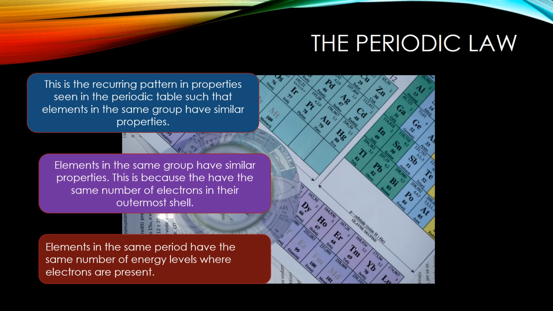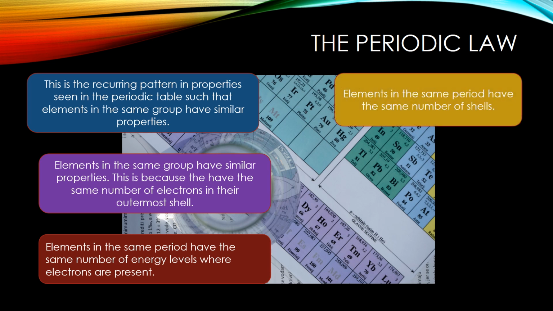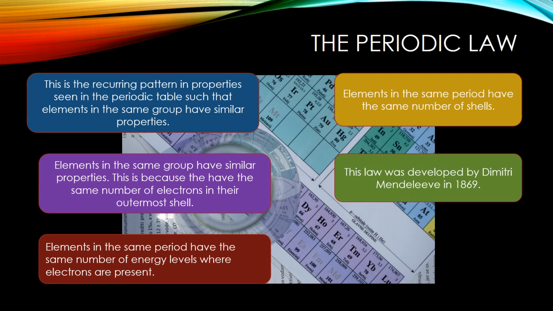Elements in the same period have the same number of energy levels occupied by electrons. This means that we can say that members of the same period have the same number of electronic shells. This law was developed by Dmitry Mendeleev in 1869.